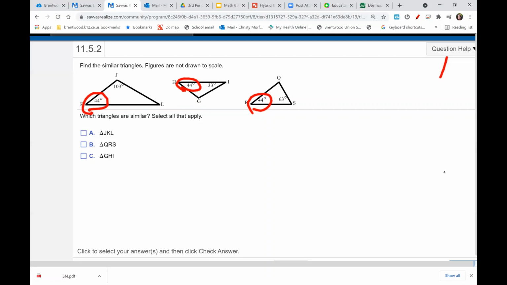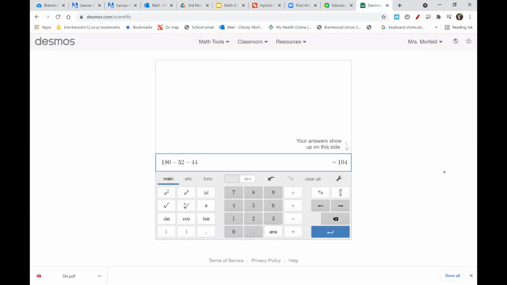You would go back to your calculator. I would suggest just leaving the numbers there, and that way you don't have to keep typing the 180 and the minus. So watch what I do. I'm going to do J. J says 44 and 103. So I am just going to change the 32 to 103 because I already had a 44. Oh, look, I got a 33.